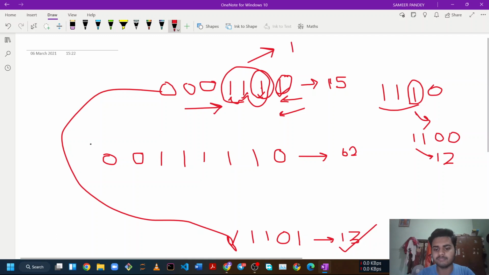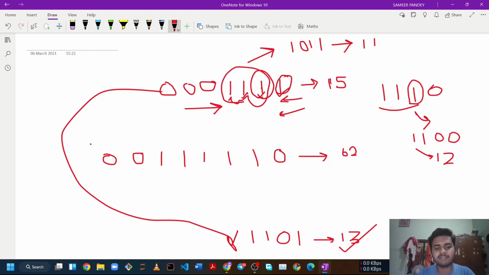Then it becomes 1 1. Sorry, second one, 1 0 1 1. If I remove 1 0 1 1, then how much does it become? It becomes 8 plus 2 plus 1, which means 11. So, which is again less than 13.